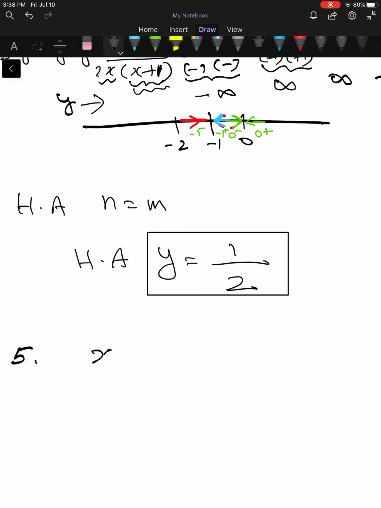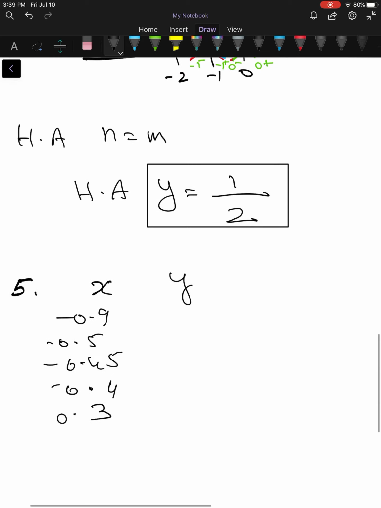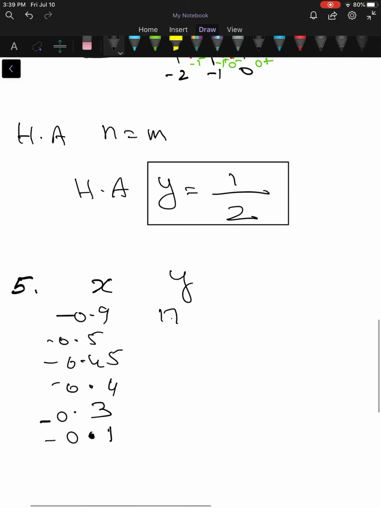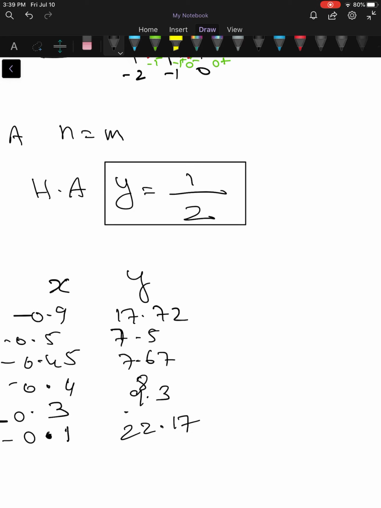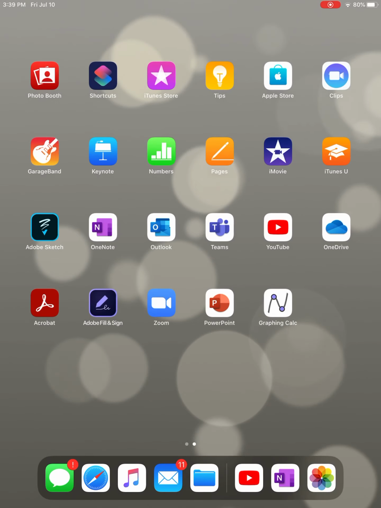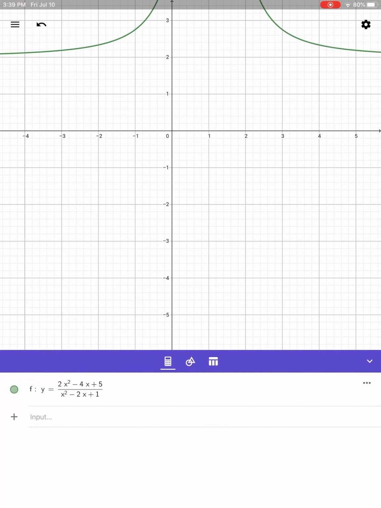The additional values considered are 0.9, 0.5, -0.5, -0.45, -0.4, -0.3, and -0.1. Then the y values are calculated. You can use a calculator to calculate this: 7.5, 7.67, 8, 9.3, and 22.17. Those points are plotted on the graph. I will use a graphing calculator to show you exactly how the graph looks.